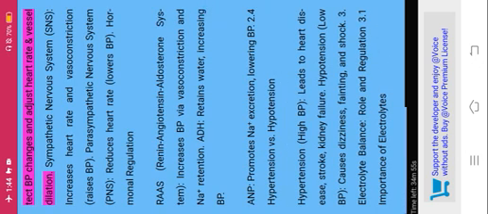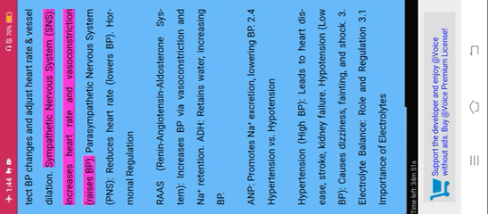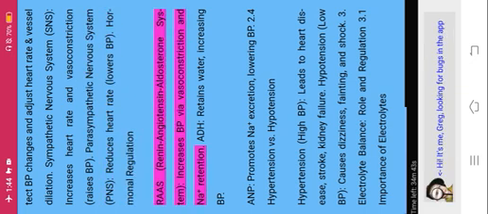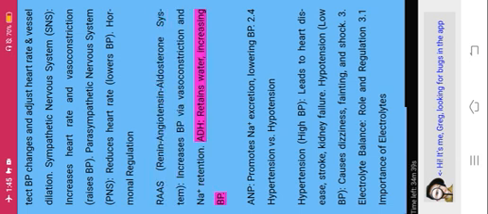Baroreceptors in the carotid artery and aorta detect BP changes and adjust heart rate and vessel dilation. Sympathetic nervous system, SNS, increases heart rate and vasoconstriction, raising BP. Parasympathetic nervous system, PNS, reduces heart rate, lowering BP. Hormonal regulation. RAAS, renin-angiotensin-aldosterone system, increases BP via vasoconstriction and Na retention. ADH retains water, increasing BP. ANP promotes Na excretion, lowering BP.